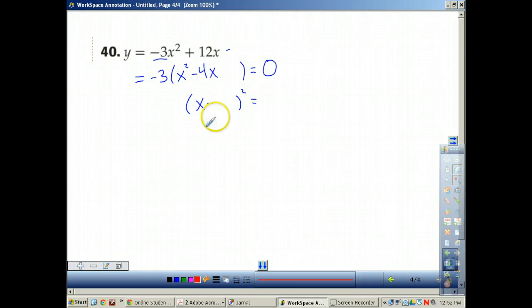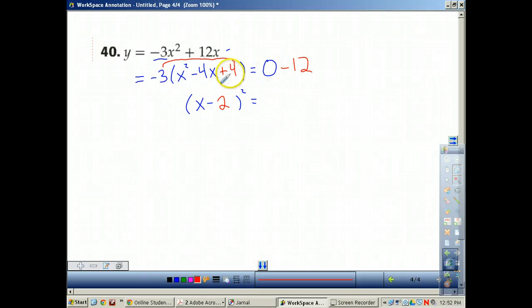All right, ready to go. Okay. Half of negative 4 is negative 2. Negative 2 squared is 4. Now here's the thing. I just put a 4 here, but there's a negative 3 out here, which means on the left-hand side, I just added negative 12. I've added a negative 12. So over here, I need to actually put a negative 12.